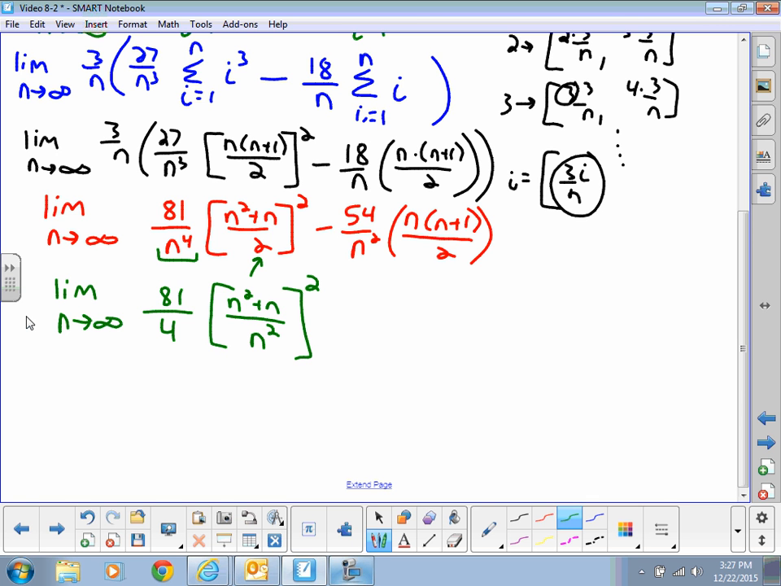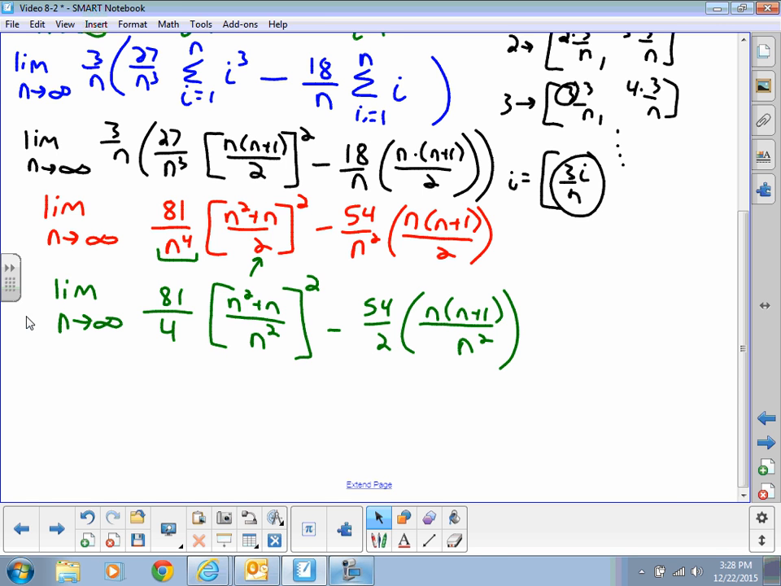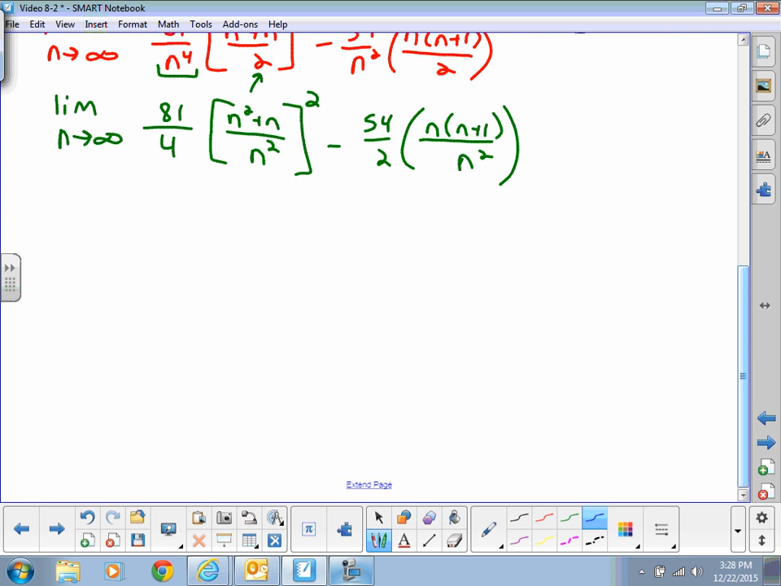And we're going to do a similar idea here with the n squared and 2. So we'll have 54 over 2. We'll have n times n plus 1 all over n squared. And basically, we're just going to keep working to neaten this up. So this will now be the limit as n approaches infinity of 81 over 4. If we divide these both by n squared, we get 1 plus 1 over n to the second. This will be minus 54 over 2. And of course, you could divide that if you wanted.